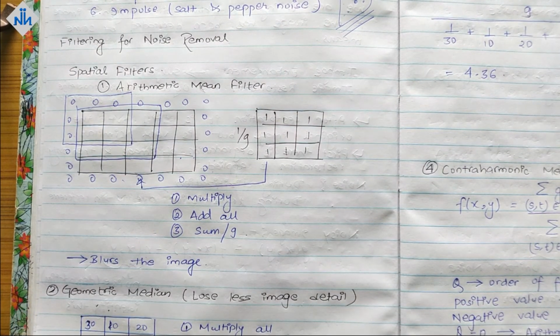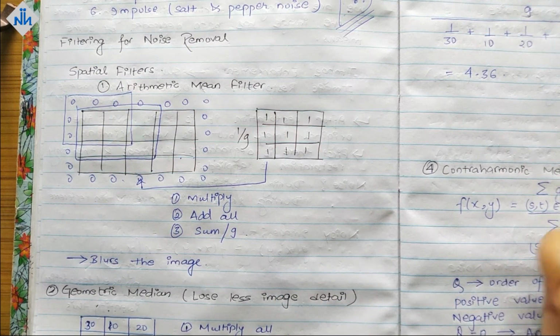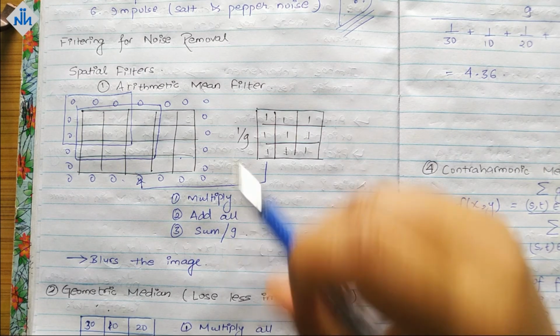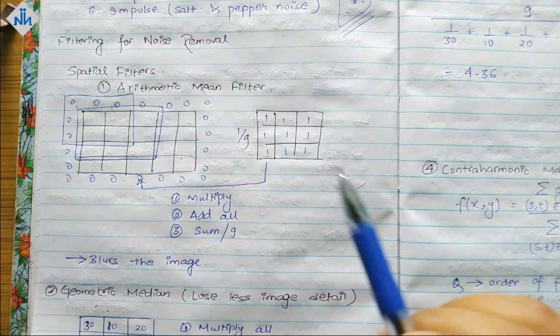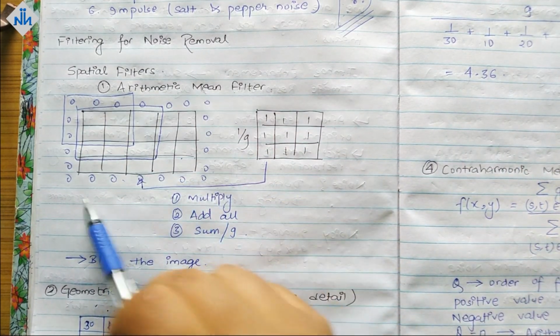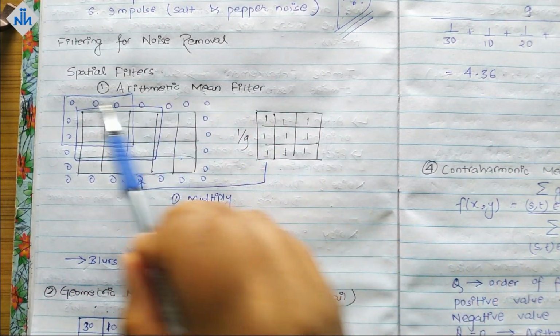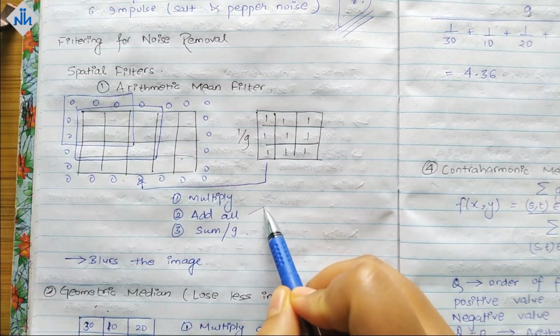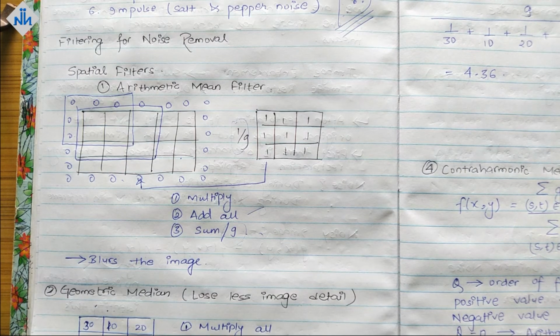For noise removal filtering, we have two types of filters: spatial filters and frequency domain filters. First let's talk about spatial filters. If we have noise introduced in our image, then we can apply spatial filters, and the first one is the arithmetic mean filter. We have already taken a look at how this is done, so let me revise it. First we add our zero padding, and this is our mask which we take on our sub image, and then we multiply each and every value, add all and divide the sum by 9. This is the arithmetic mean filter.